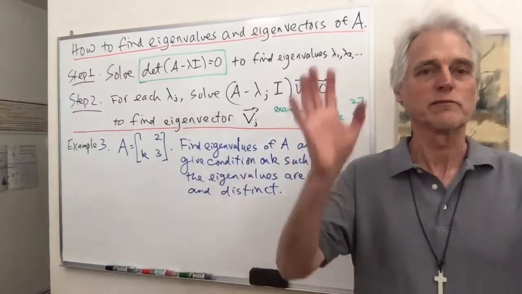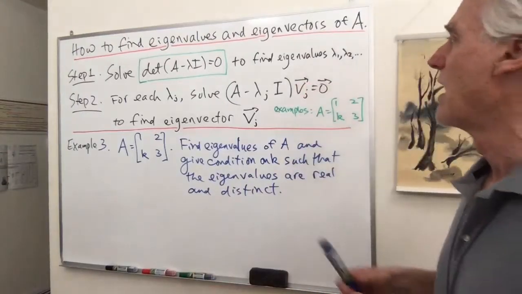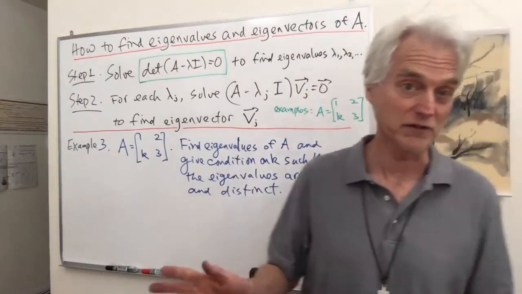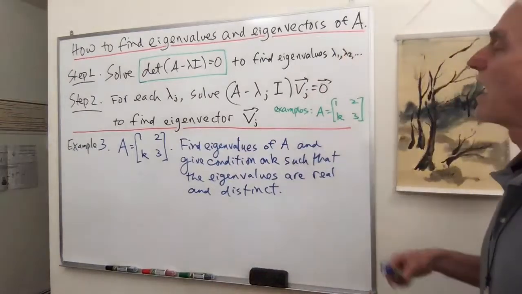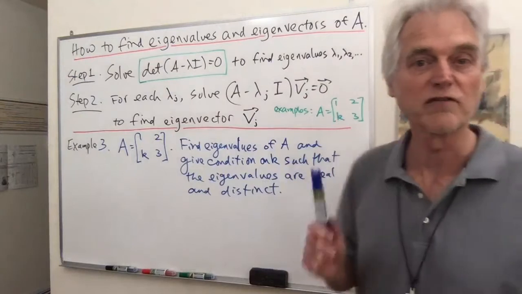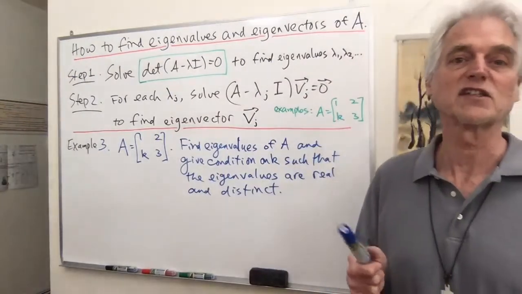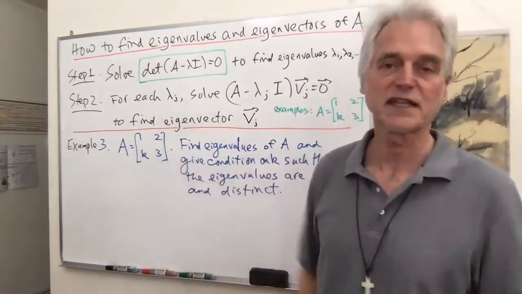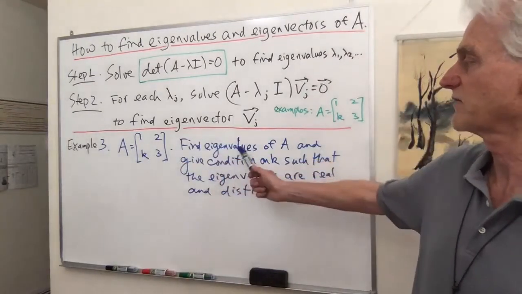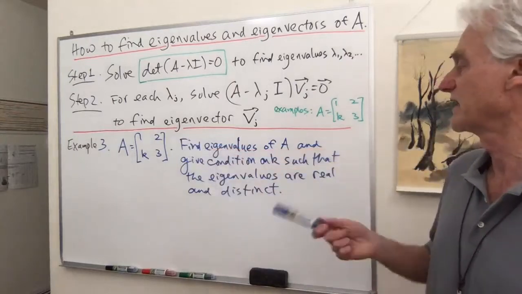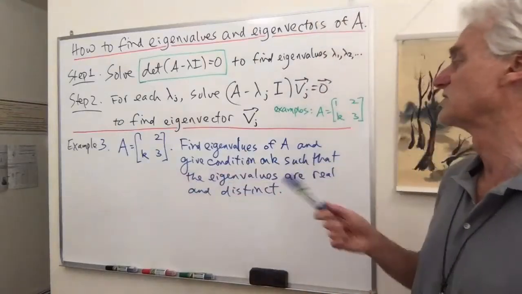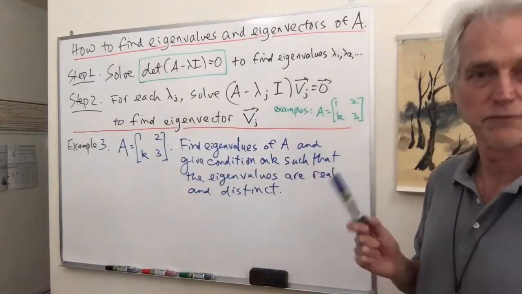All right, so here's the third example of finding eigenvalues of a matrix. We're not going to find the eigenvectors here. But the wrinkle is that we're going to find the eigenvalues of this matrix A that has an arbitrary constant k in it. So the question is to find the eigenvalues of that matrix A and give conditions on k, an arbitrary constant, such that the eigenvalues are real and distinct.